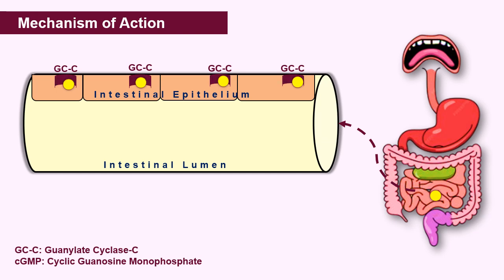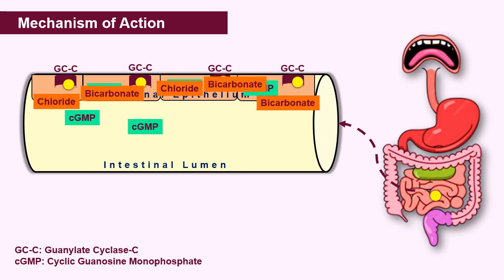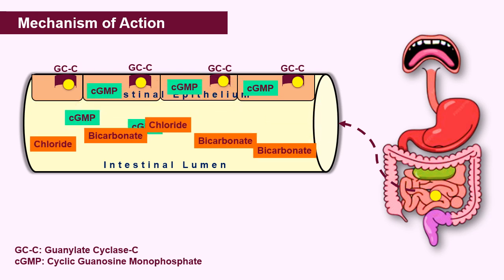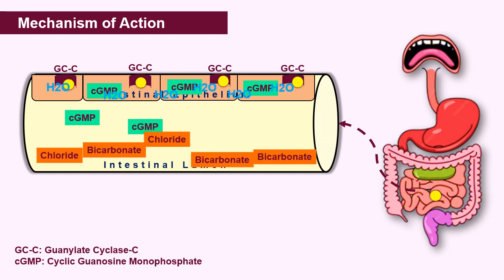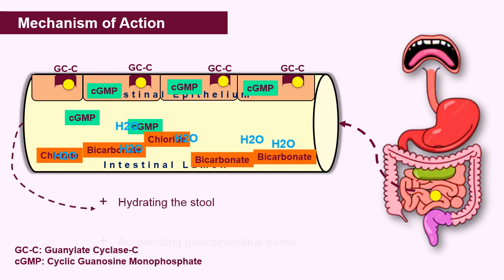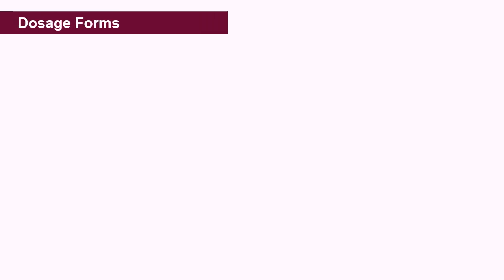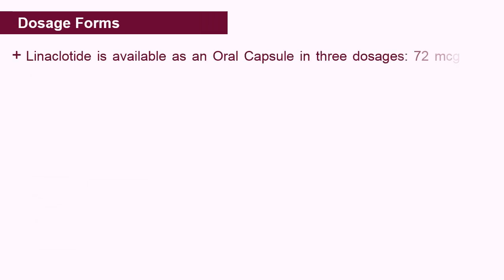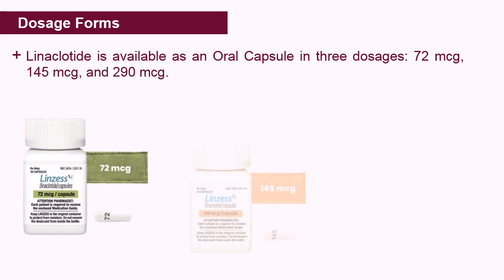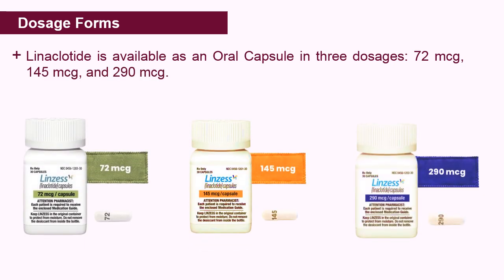Activation of these receptors increases intracellular and extracellular cyclic guanosine monophosphate concentrations, resulting in chloride and bicarbonate secretion into the intestinal lumen. Water molecules follow chloride and bicarbonate molecules, moving into the intestinal lumen, which hydrates the stool and accelerates gastrointestinal transit. Dosage forms. Linaclotide is available as an oral capsule in 3 dosages: 72, 145, and 290 microgram.